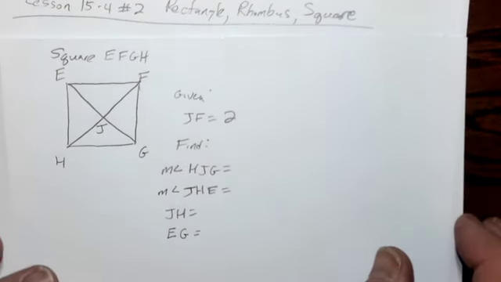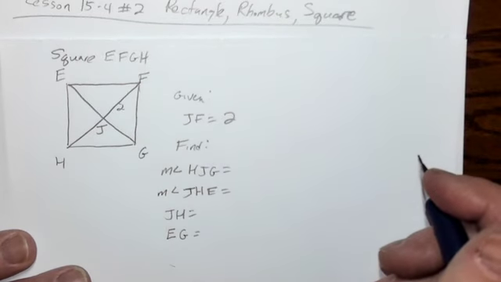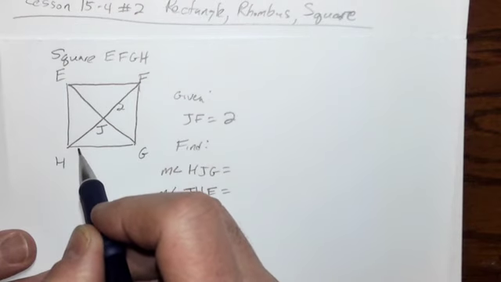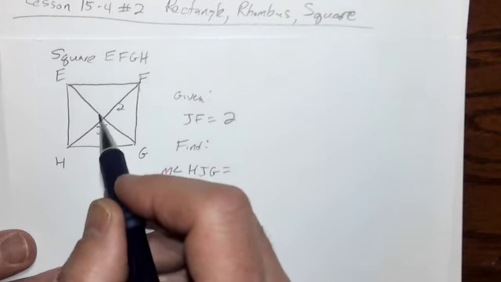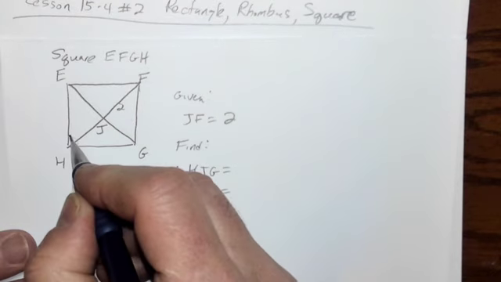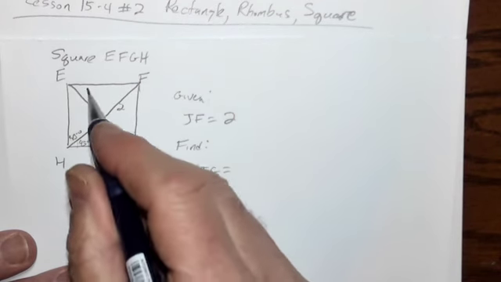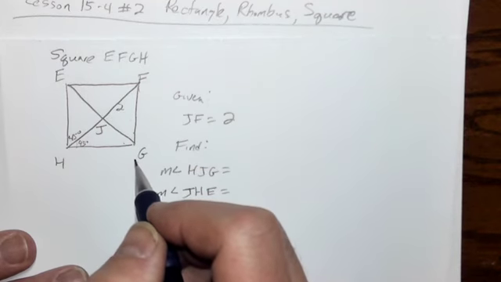Okay. The last example is a square. And we're given that JF equals 2. Now, what do we know about the angles of a square? Well, we know these are 90 degrees. Because a square is a rhombus, this bisects that angle. So if this is 90, and each of these are equal, each one of these is 45 degrees. All 8 of those angles are 45 degrees. So keep that in mind.